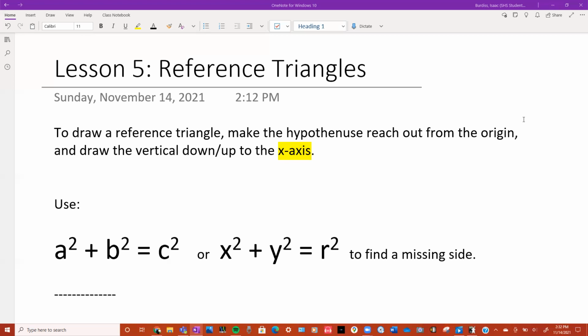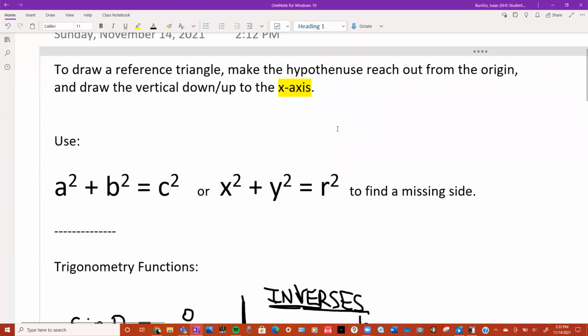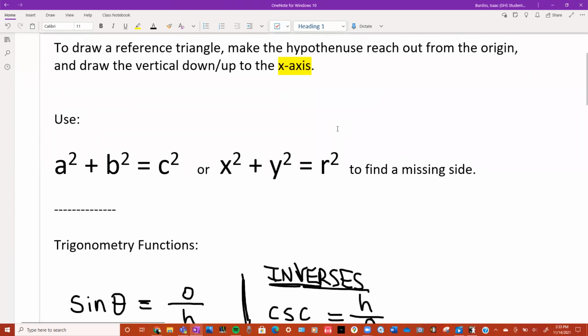But so what is a reference triangle? Well, it's just something that we can use to find certain sides and angle measures, and that's what we can do on a graph. So when you are drawing it, you make the hypotenuse reach out from the origin, and you draw the vertical side up or down to the axis. Sorry if you don't understand that right now.